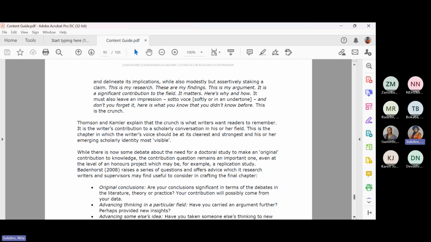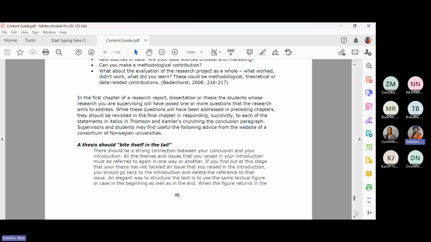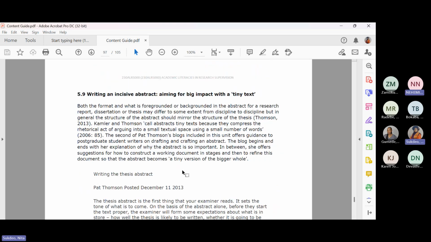Everything needs to be linked, which then takes us to writing your abstract. What is the abstract? If the conclusion is a summary of the entire dissertation or thesis, what does the abstract entail? Anyone? What does the abstract include? I've had students ask me this: what is the difference between an abstract and a conclusion? Anyone? No one wants to take a chance?